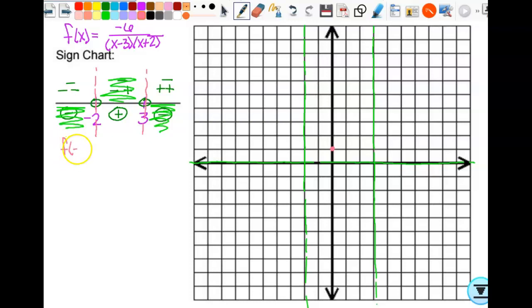Let's find f of negative 3. So f of negative 3 gives me a negative 6 in the numerator. Then I'd have negative 6 times negative 1, so that's just a negative 1. So (negative 3, negative 1). I feel like that one point is definitely enough because that tells me it hugs up in real close to where those asymptotes are. And this section of the graph looks like this. Okay.